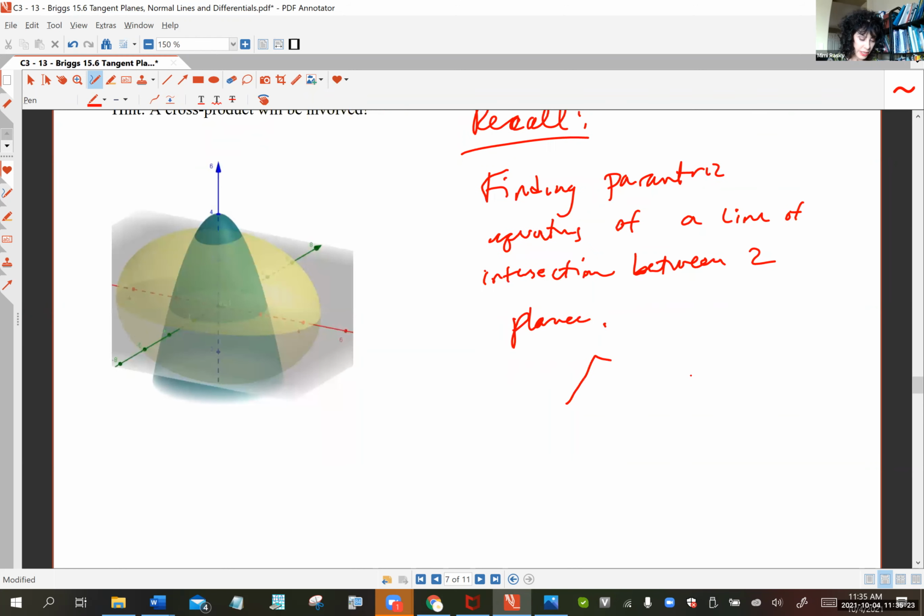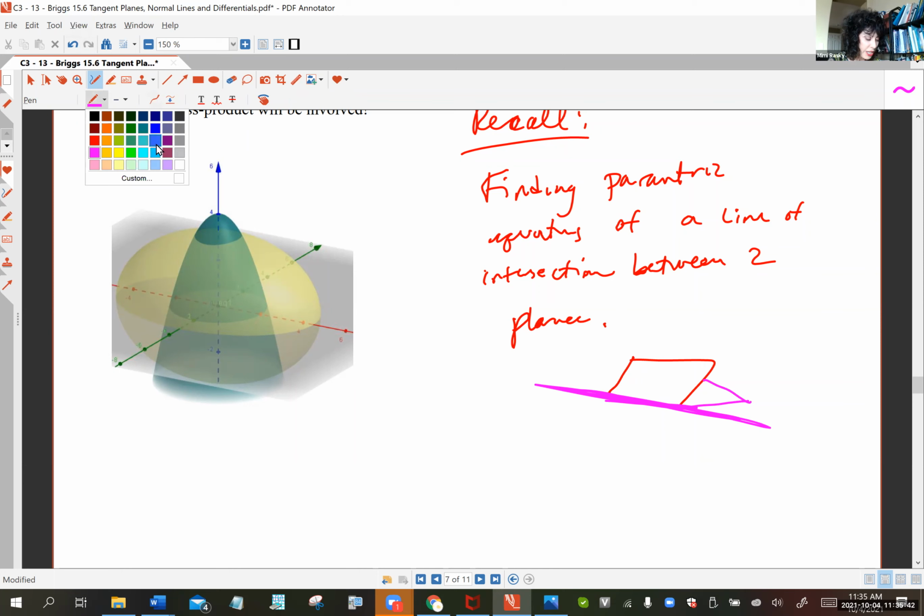So here's a plane. Oh, that's not very nice. Let's try again. Here's a plane. And let's say another plane intersects with this plane. So here's another plane. And they intersect along, you can kind of think of it like the binding of a book. And so the parametric equations that you want to get, this blue line is the line of intersection. So go get the parametric equations.